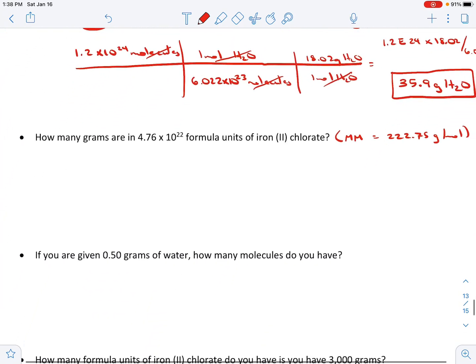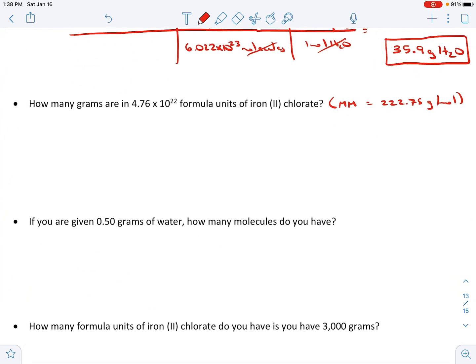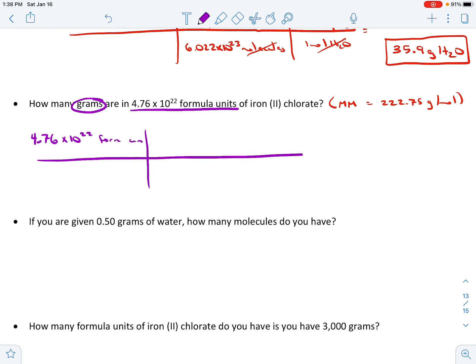All right, this time I'm going to go with purple. We've got grams, and we're given this many formula units of iron 2 chlorate. So again, we're going to start with that on our T-chart, 4.76 times 10 to the 22nd. And remember, we can abbreviate formula units as form un. We're going to divide by Avogadro's number, 6.022 times 10 to the 23rd. Again, form un.